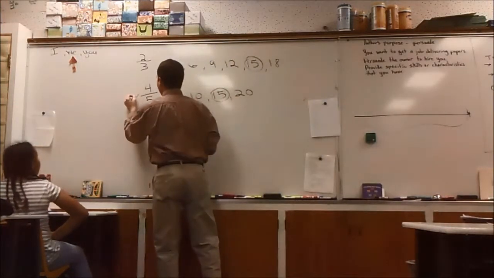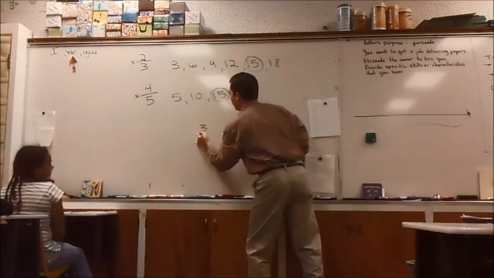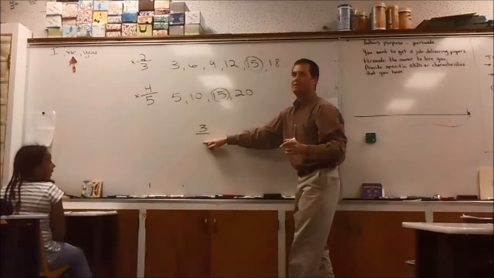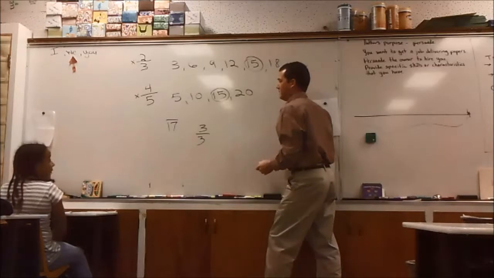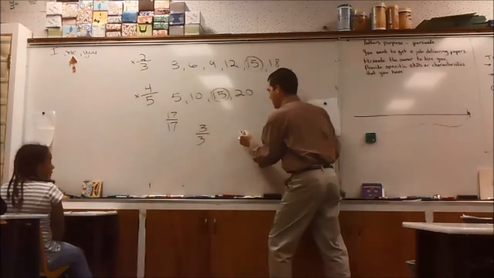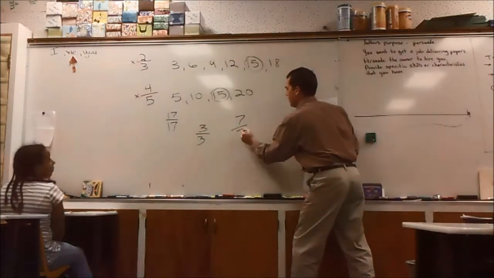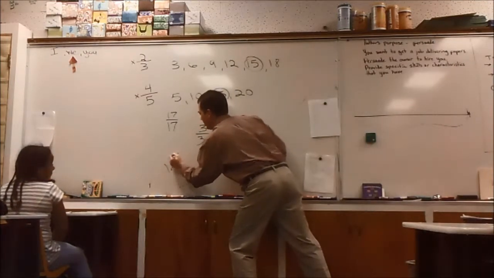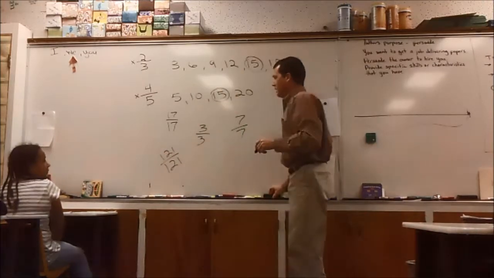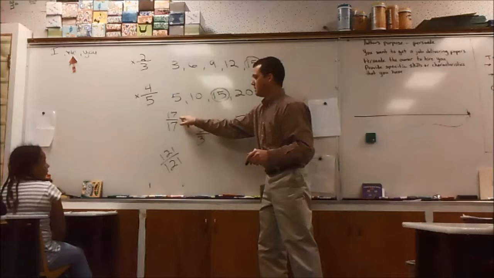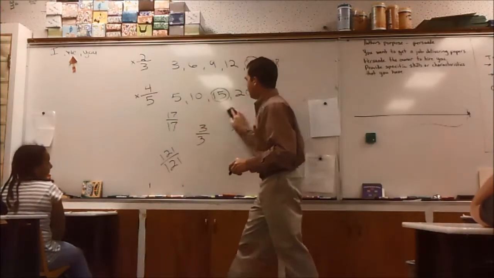Multiplying by 1. No, you multiply. What do I write on the bottom to make this 1? 3. Okay. What do I write on the top to make that 1? 17. Okay. What do I write on the bottom to make this 1? 7. What do I write on the top to make this 1? 121. If I multiply by 1, it doesn't change anything because this means what? Divide. Anything divided by itself is 1.